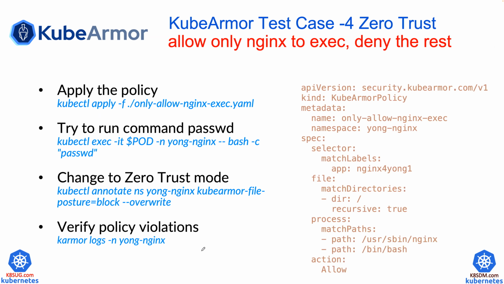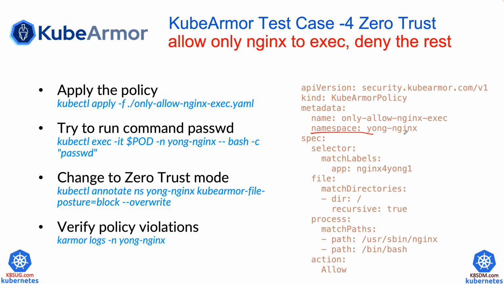The next one, the last use case, which is one of my favorites, is how to turn on zero trust. Let's say in this case, I'm using Nginx as my web application. Technically, I don't have to give access to the rest of the processes or files. So what we can do is allow only Nginx to execute and deny the rest.